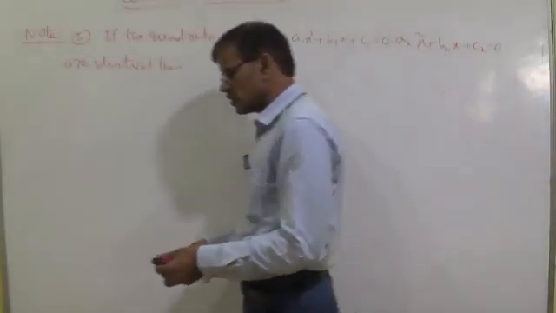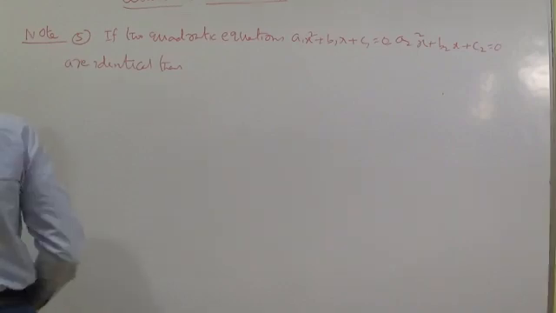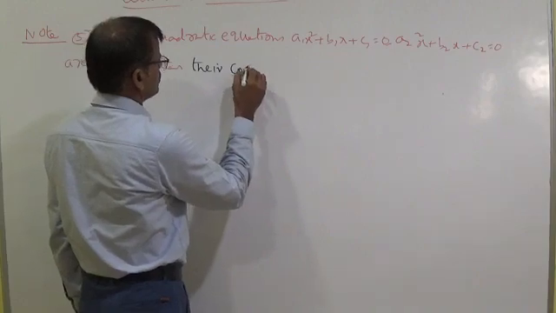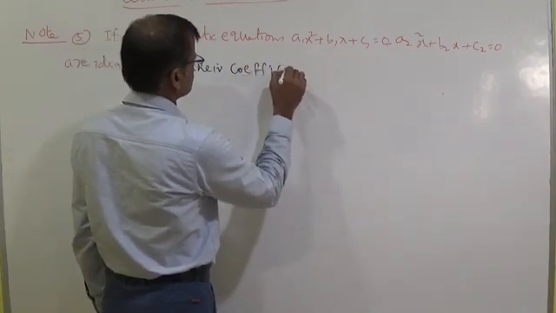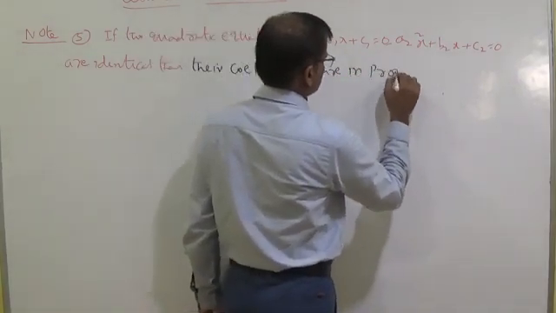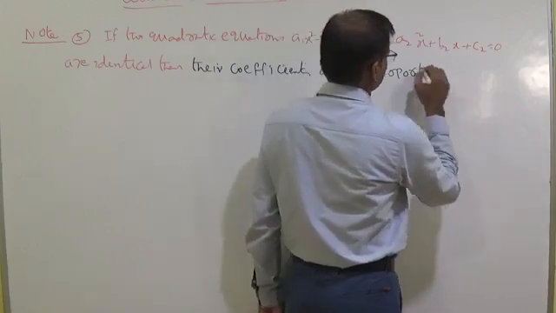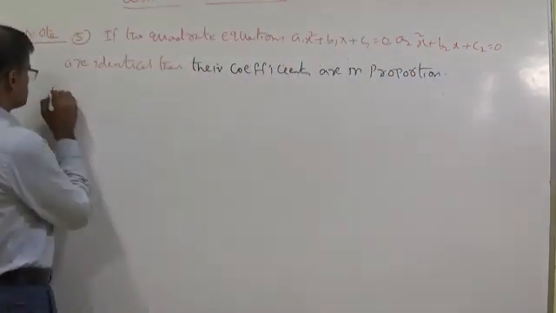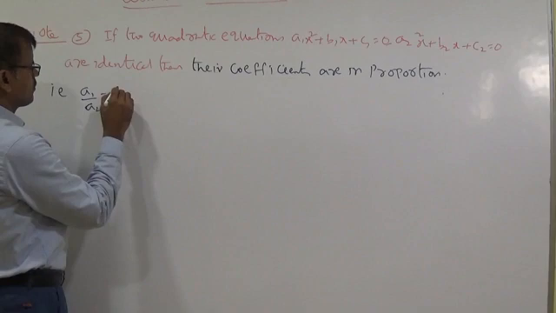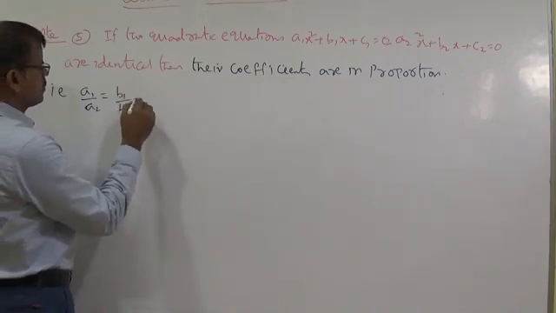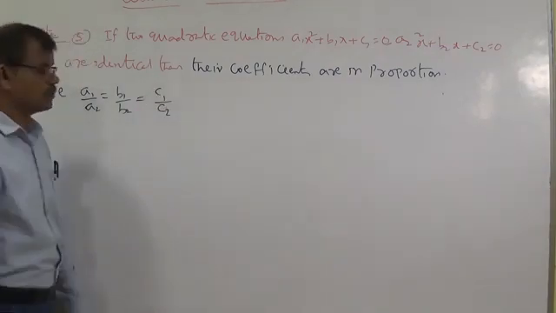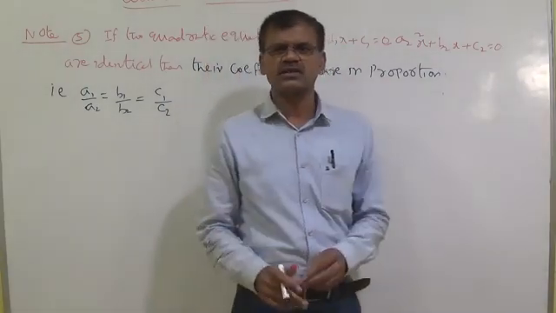In 2013, a mains question was given. Very easy question. Their coefficients are in proportion. That is, a1 by a2, coefficient of x square, is equal to coefficient of x is equal to constant, like this. a1 by a2 equal to b1 by b2 is equal to c1 by c2 is equal to some constant k, like that.